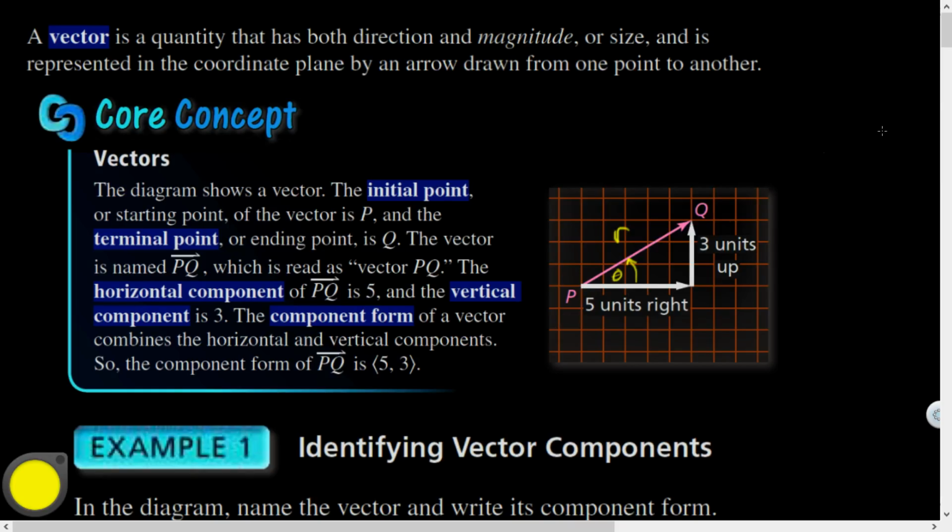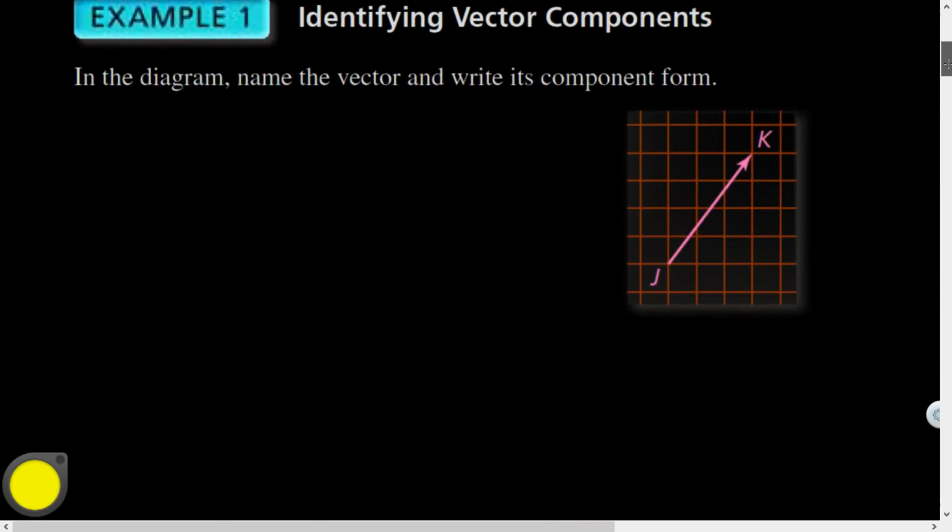Interesting. So let's take a look at this. Example 1. Identifying vector components. In the diagram, name the vector. Let's call this vector, I don't know. Just kidding. And so use a little harpoon notation. And JK, if I want to think about this in terms of its horizontal component, looks like it's moving over 3. Right, and vertically, its vertical component is going up 4.